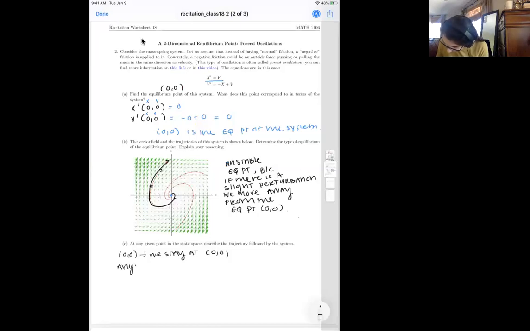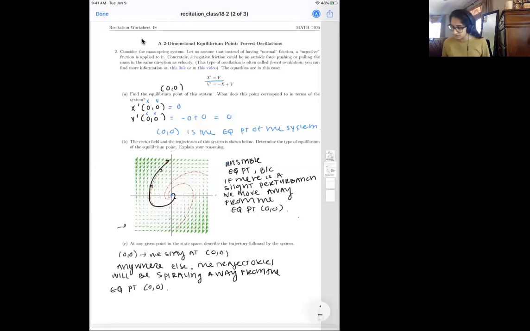Anywhere else, if we start anywhere else in the state space, the trajectories will be spiraling away from the equilibrium point 0, 0. So that's a complete characterization of what's going on here.